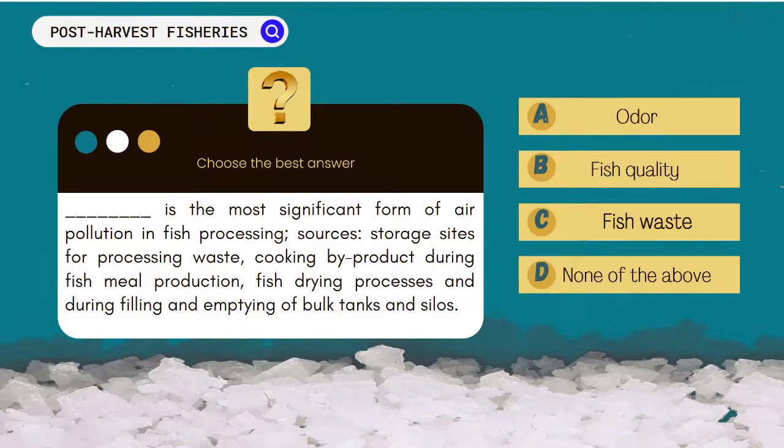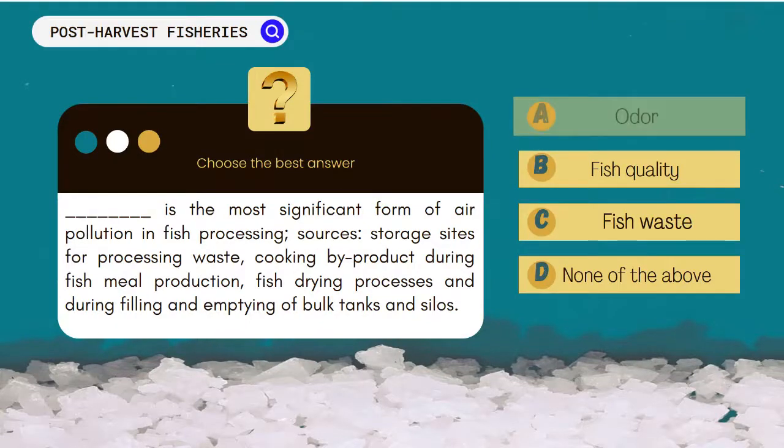Blank is the most significant form of air pollution in fish processing. Major sources include storage sites for processing waste, cooking byproducts during fish meal production, fish drying processes, and filling and emptying bulk tanks and silos. A. Odor. B. Fish quality. C. Fish waste. D. None of the above. The correct answer is letter A.